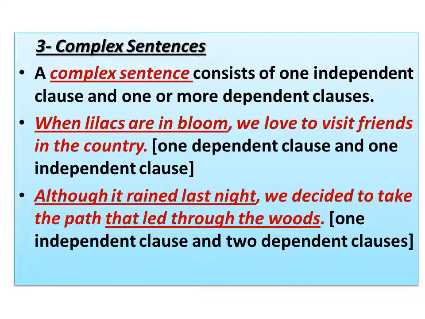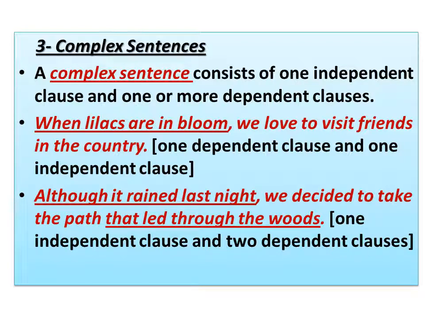Complex sentences. A complex sentence consists of one independent clause and one or more dependent clauses. فيها واحدة بس independent والباقي بقى واحدة 2 3 أي عدد مش مهم dependent، بس واحدة بس independent. When lilacs are born we love to visit friends. عندي واحدة dependent اللي هي when lilacs are born، وواحدة بعديها independent. واحدة dependent وواحدة independent، يبقى على طول complex sentence.